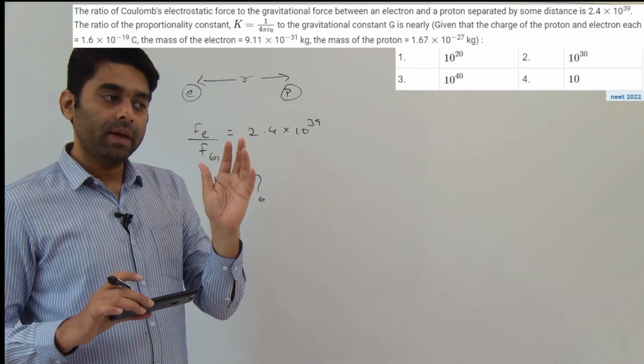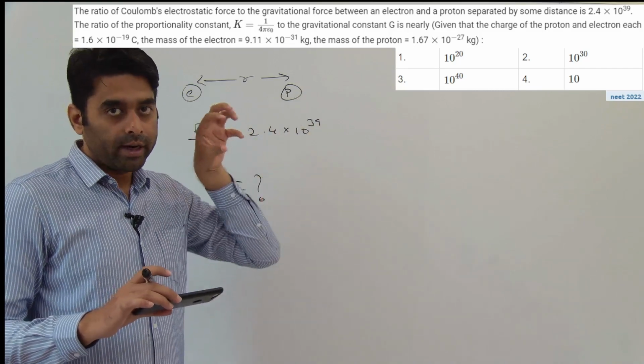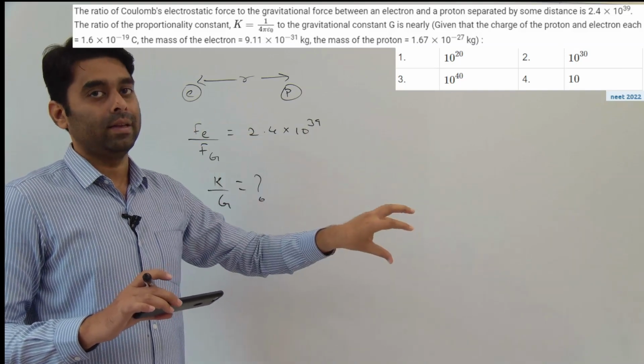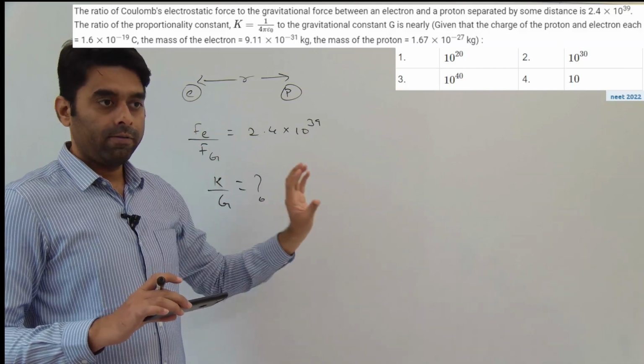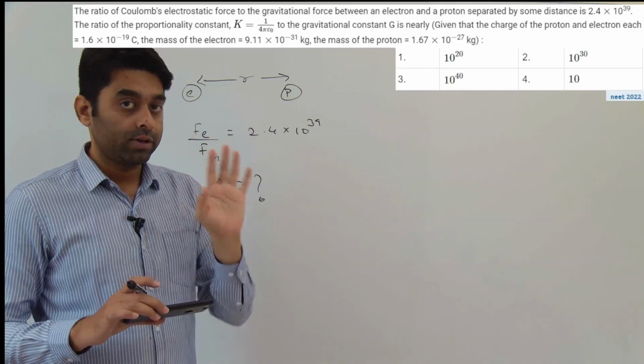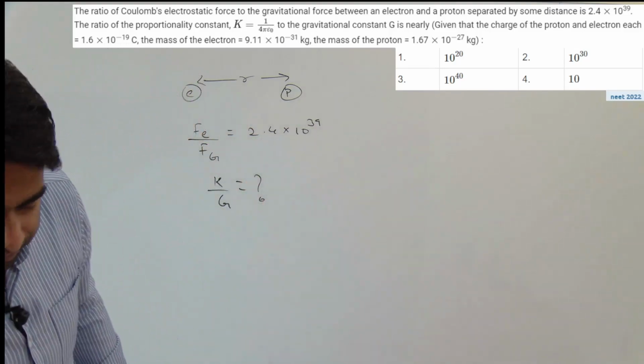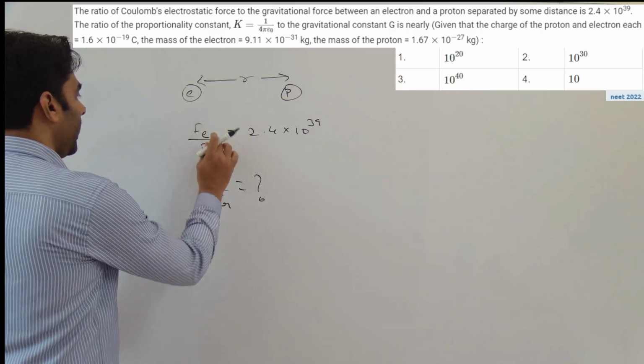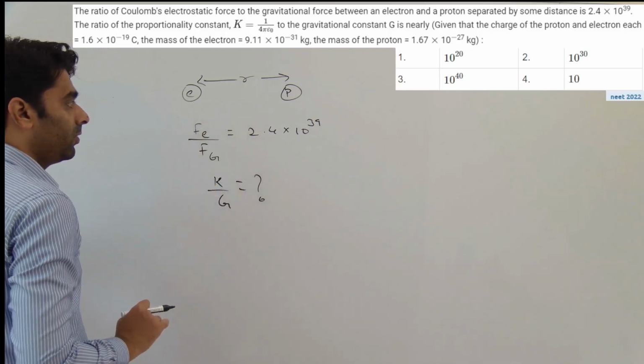So it will be best that we do a rough calculation. Don't get involved in the calculation too much, don't try to calculate precisely. If we do a rough calculation also, our job will be done for this question. How? Let us see. They are asking us the ratio of K by G. What is given? F electric by Fg is given to us as 2.4 into 10 power 39.